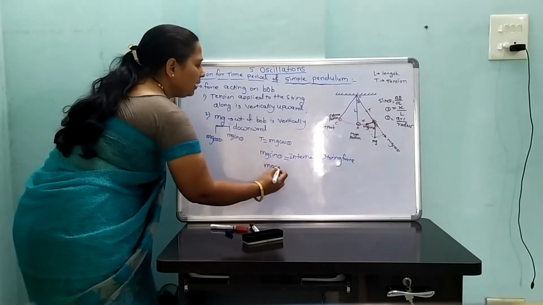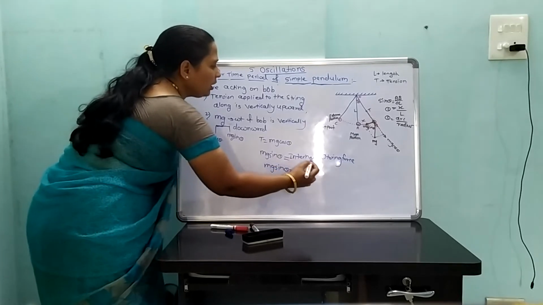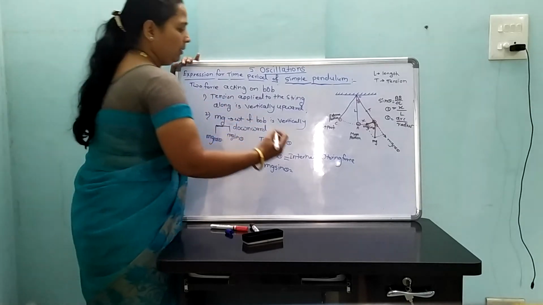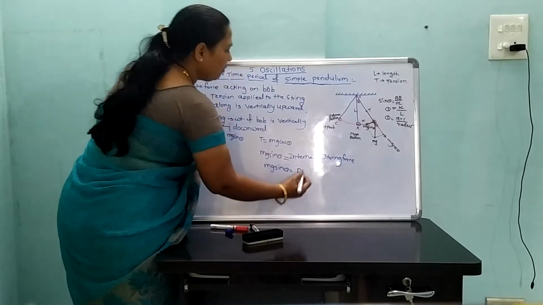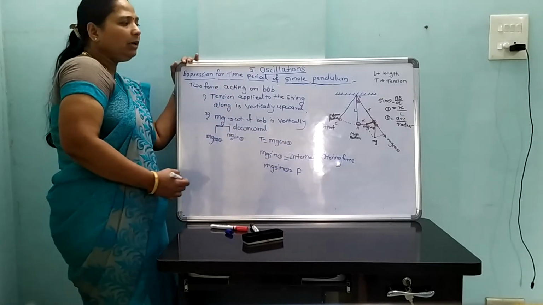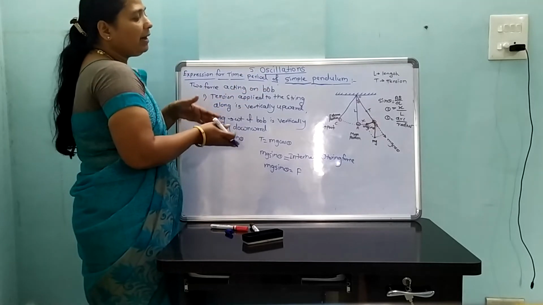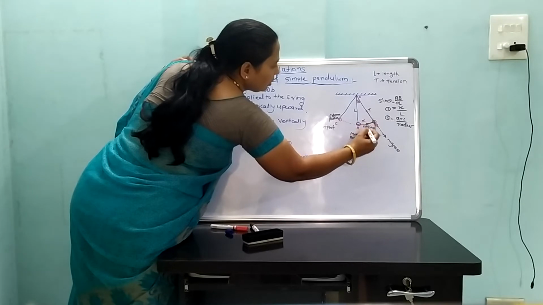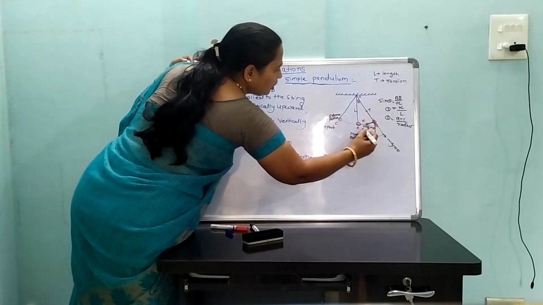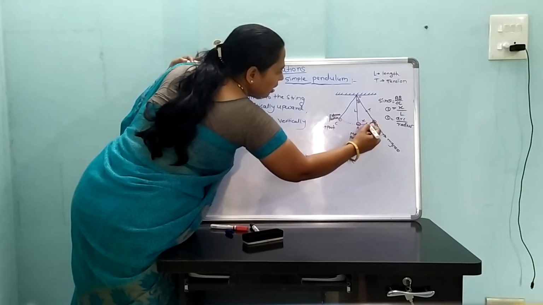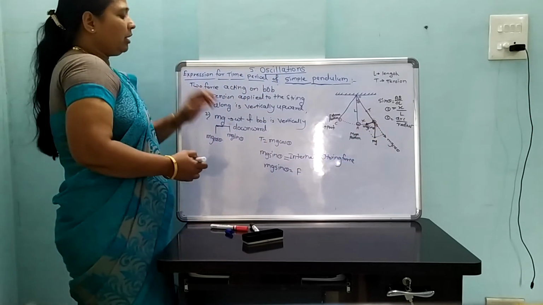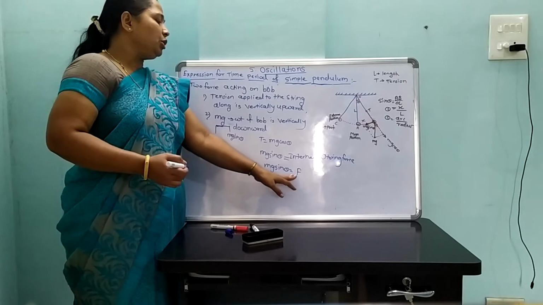Mg sin theta is equal to the internal restoring force, meaning F is equal to Mg sin theta. But the internal restoring force moves towards the mean position and Mg sin theta is in the opposite direction. Therefore, F is equal to Mg sin theta.